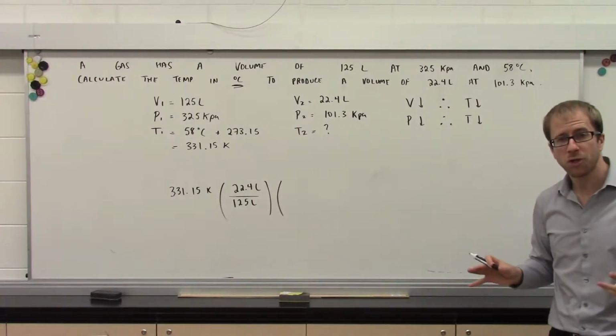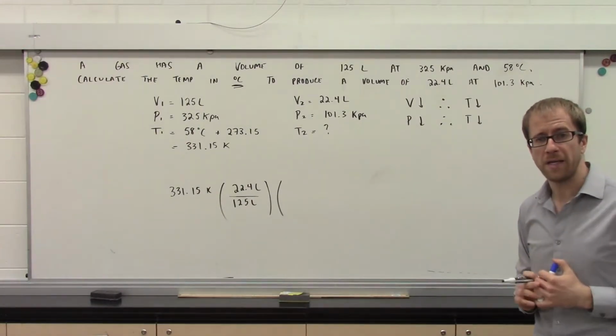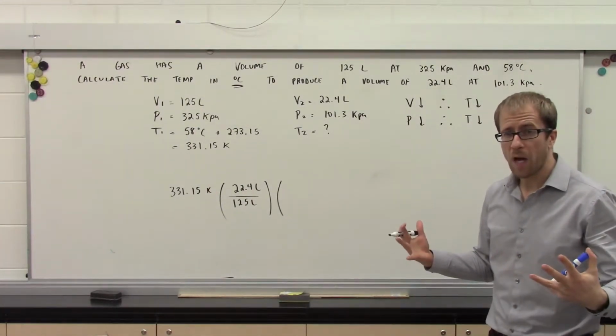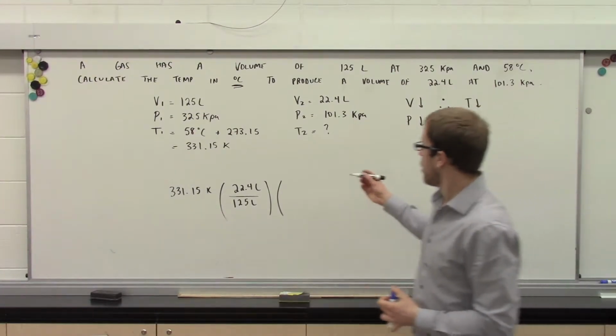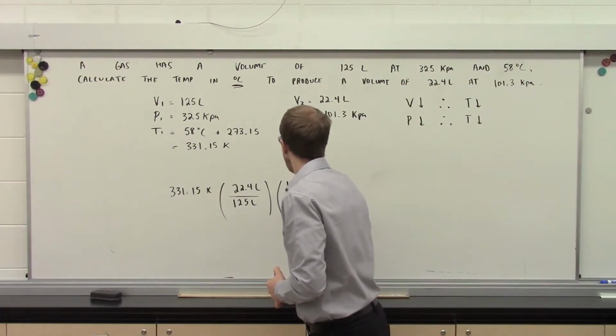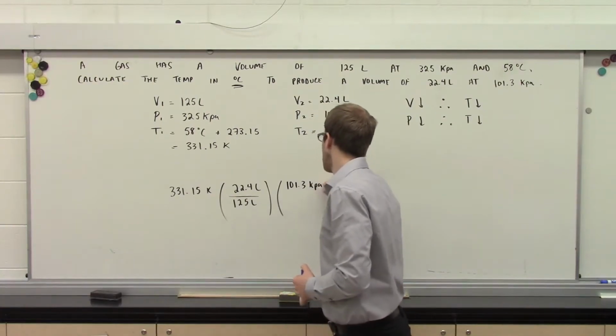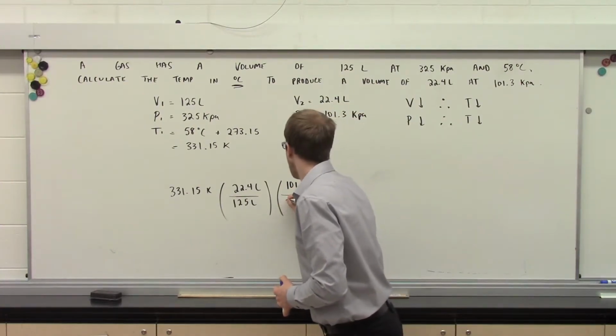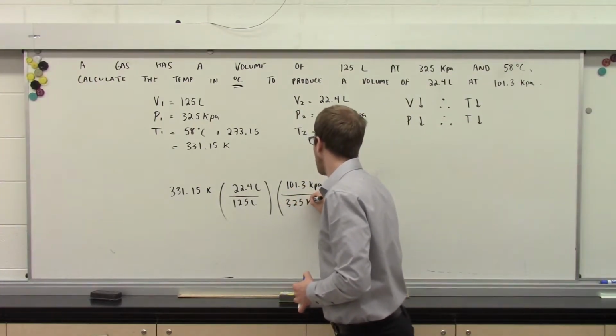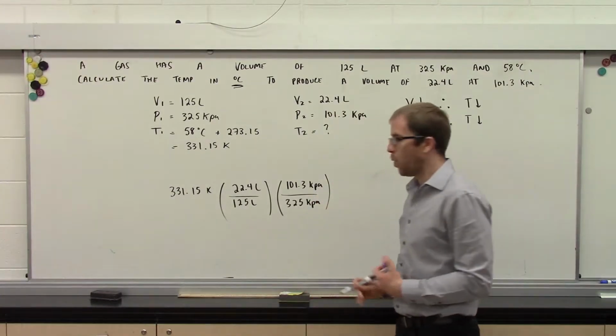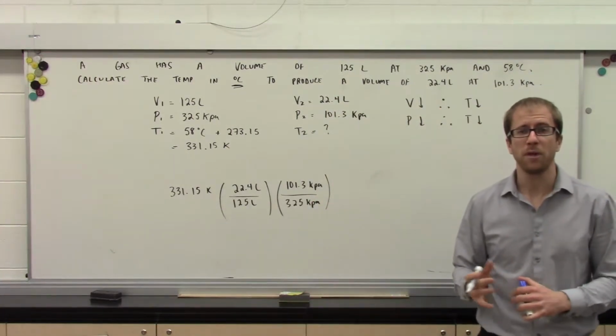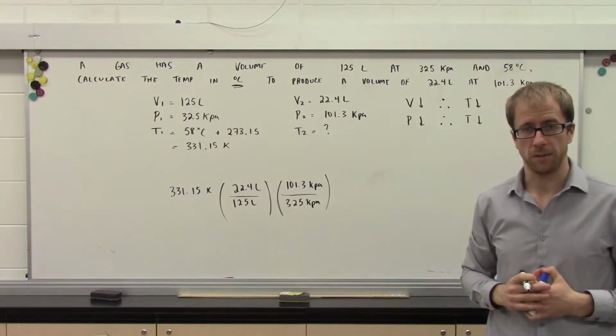What happened to our pressure? Our pressure also went down. So what are we going to multiply by? We will multiply by 101.3 kilopascals over 325. Again, if you want your numbers to decrease, put the larger number as your denominator.